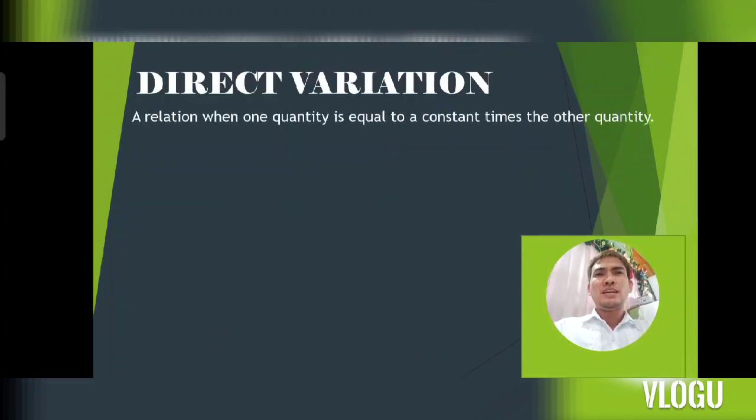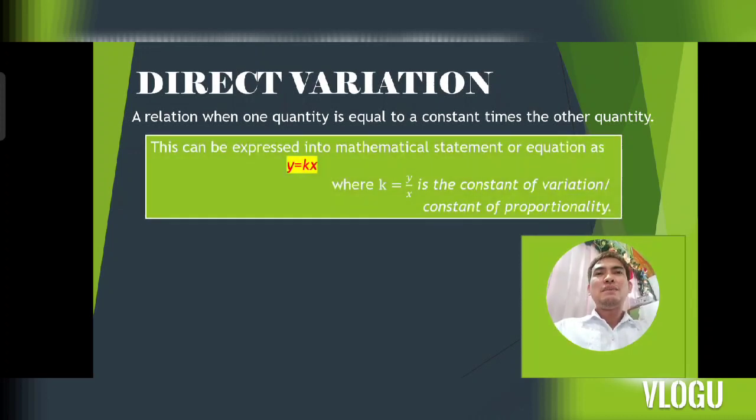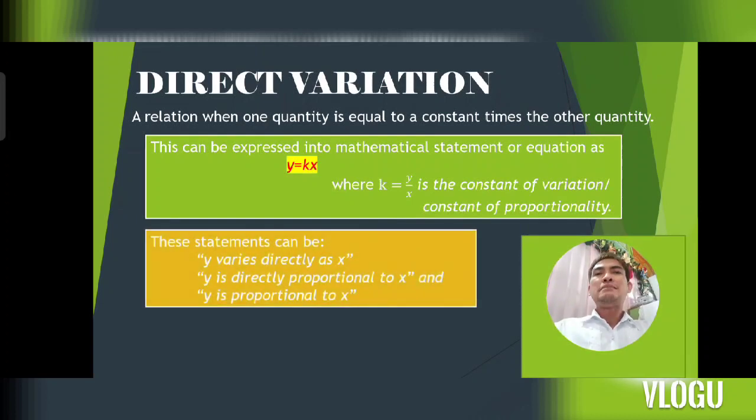What is direct variation? It is a relation when one quantity is equal to a constant times the other quantity. This can be expressed as a mathematical statement or equation as y = kx, where k is equal to y over x. k is the constant of variation or constant of proportionality. So this statement can be represented by: y varies directly as x, y is directly proportional to x, and y is proportional to x.